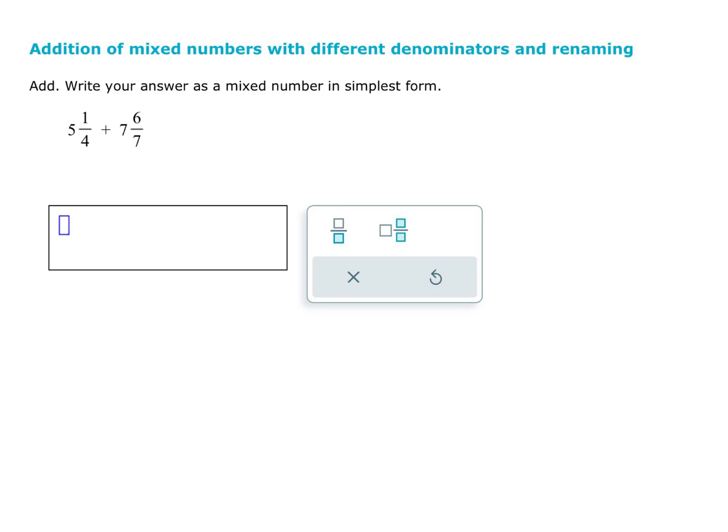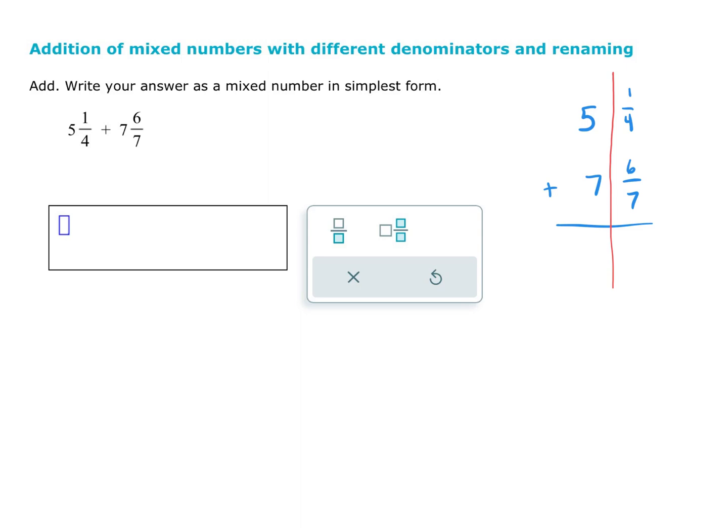This topic is addition of mixed numbers with different denominators and renaming. When we're working these out, we're always going to put them in simplest form. And my recommendation is write your mixed numbers vertically and give yourself a little space between the whole number and the fraction, the part. Because really what we're doing here is we are separating the whole numbers from the parts. You don't have to draw that vertical line there, but sometimes it can be helpful.